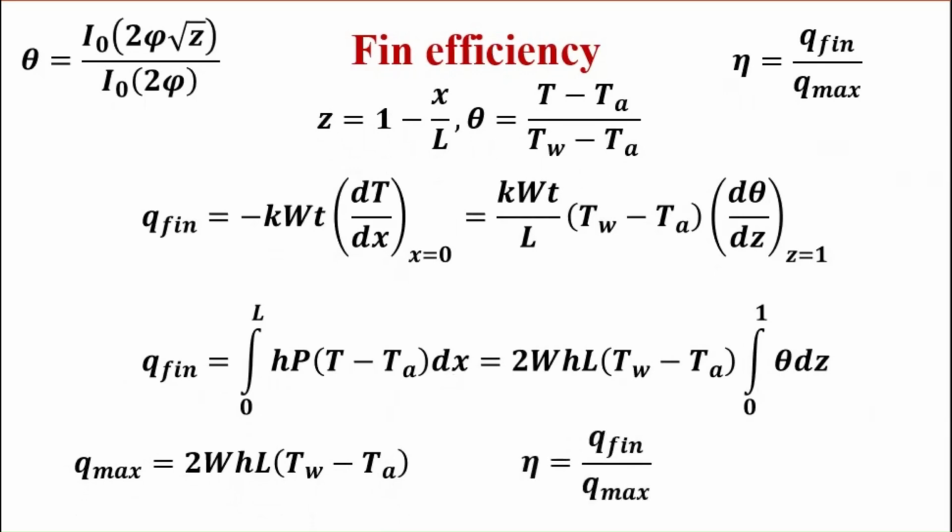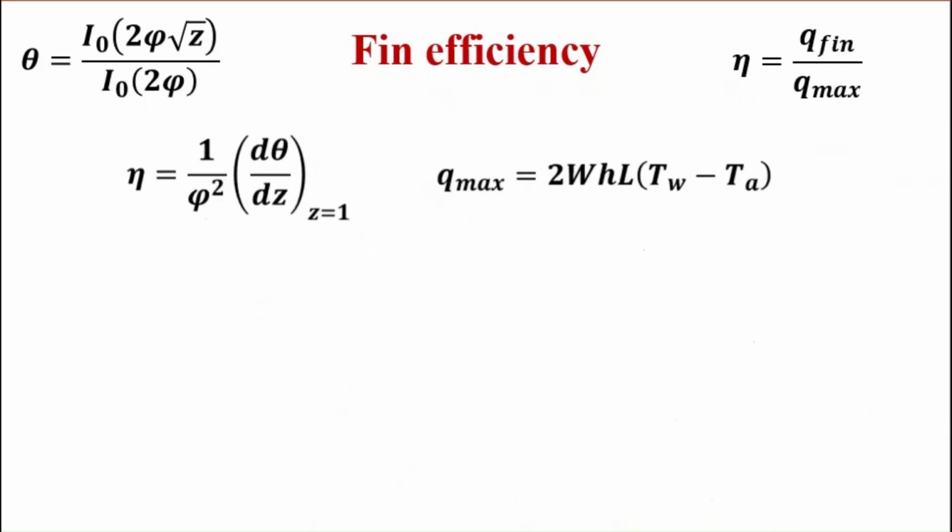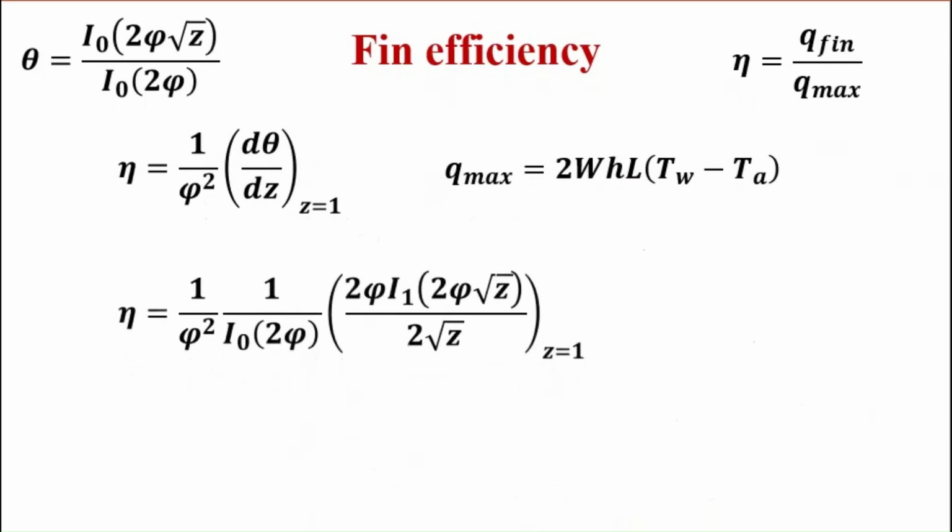Fin efficiency can therefore be expressed in two equivalent ways, either by differentiating the fin temperature distribution to determine the heat conducted at the base, or by integrating the temperature profile along the fin surface to obtain the total convective heat loss. Because differentiating the temperature profile is much simpler than integrating it over the fin surface, the first method is typically used to calculate fin efficiency.